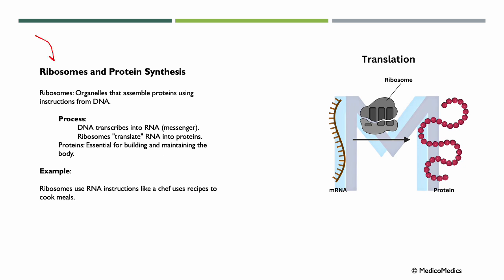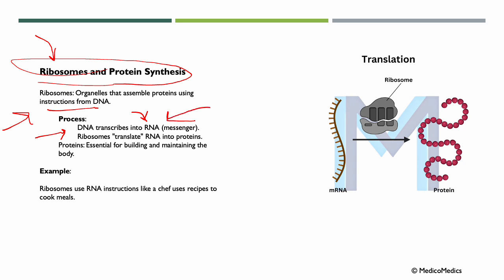Now let's just briefly mention ribosomes and protein synthesis. So ribosomes are organelles that assemble proteins using instructions from DNA. So the process is DNA transcribes into RNA. And this process is known as transcription.